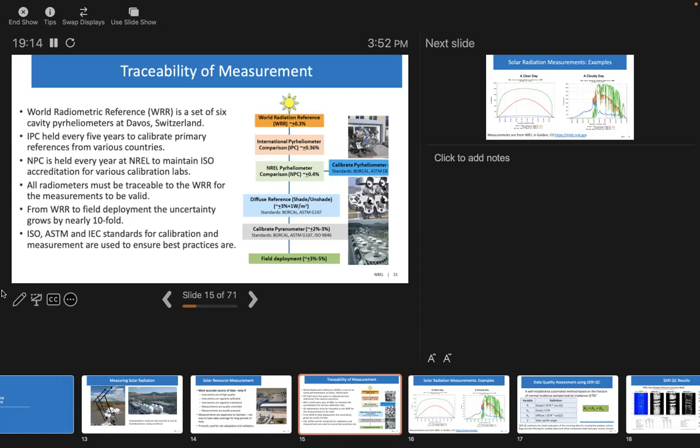As you can see, the World Radiation Reference has a 0.3% uncertainty. As you transfer it down the chain, ultimately to field deployments, you end up with ±3 to 5% uncertainty. Even for your best measurements, you clean every day, you buy the most expensive instrument, but ultimately you will end up with an uncertainty in your measurement. As an example, if 1,000 watts per meter square is your measurement, what is your uncertainty? That's significant. 3% is 30 watts per meter square, so plus or minus 30 to 40 watts per meter square. You can't go beyond that point. But nevertheless, there are standards which help you get to the best measurement possible.